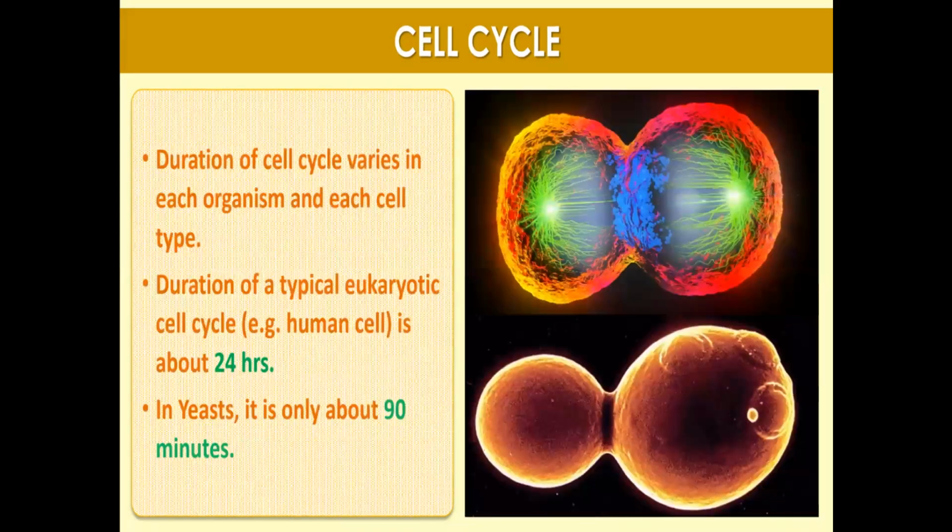Okay. Duration of cell cycle varies in each organism and each cell type. Different organisms' cell cycles will be different, and for different cells also the time for a cell to divide will be different. For example, in human, it is about 24 hours. One cell will divide into two in 24 hours. In yeast, it is around 90 minutes. And in bacteria, it is 20 minutes.